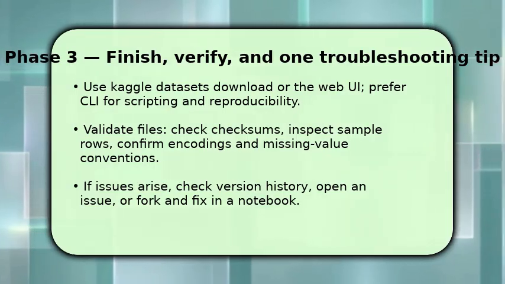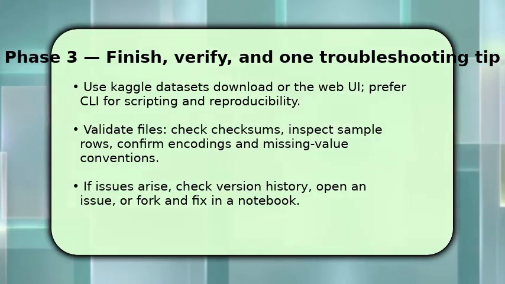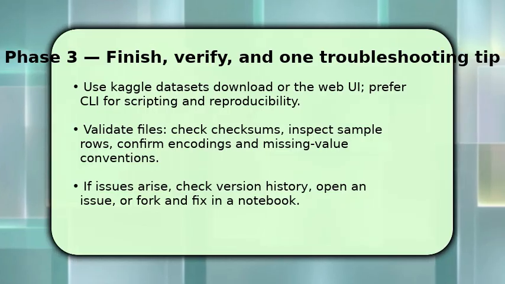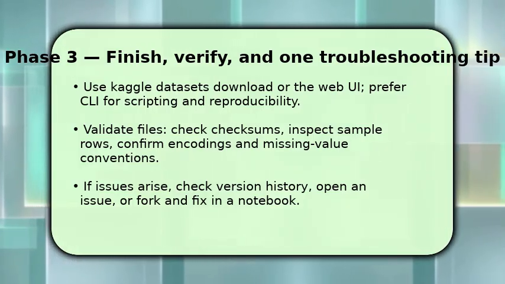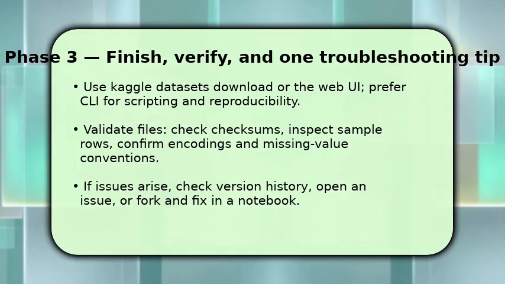If something is wrong, examine the dataset's version history and issues. If necessary, open an issue or fork the dataset and publish a corrected notebook so others benefit and you keep progressing.